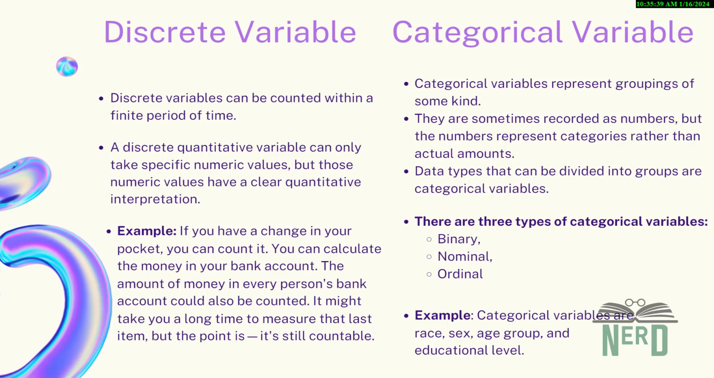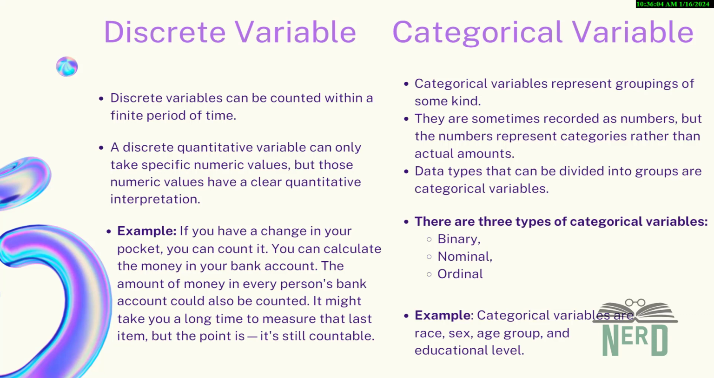But it might take a really long time to count everyone's bank balance in the world. But technically, it's still countable, right? The main thing is discrete variables are basically numbers with clear meanings. I hope it's clear what a discrete variable is. Next, we're going to talk about categorical variables. Now let's talk about categorical variables.